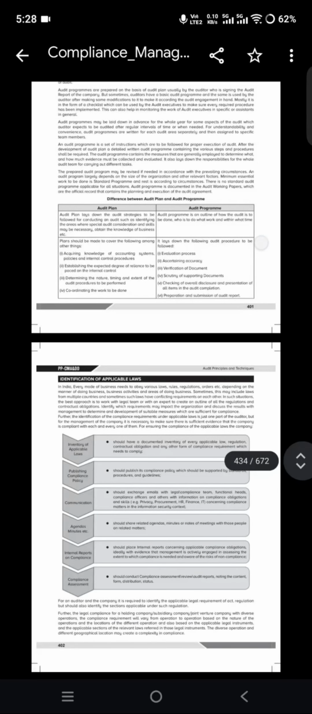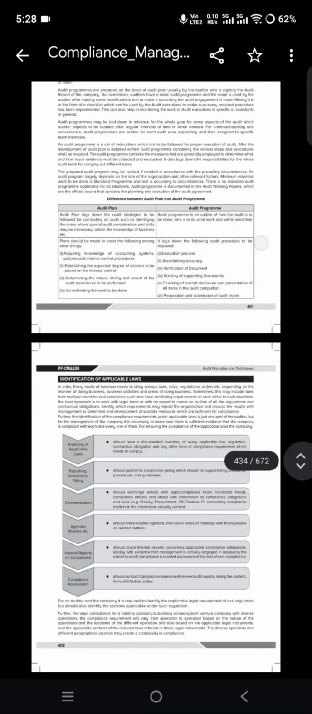And the difference between audit plan and audit program is also there, that once you go through. Then identification of applicable laws. Inventory of applicable laws means a list of the applicable laws. Inventory means list, what and all applicable laws. Publishing compliance policy: if the company has a policy, they have to publish it. And communication, agendas, minutes, etc. Internal reports, compliances on compliance assessment.